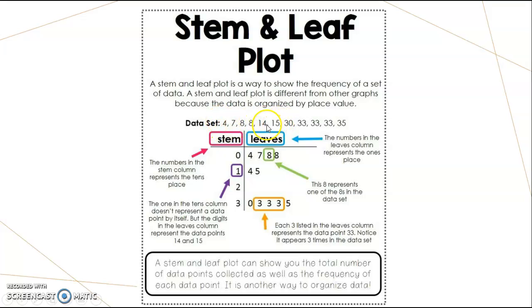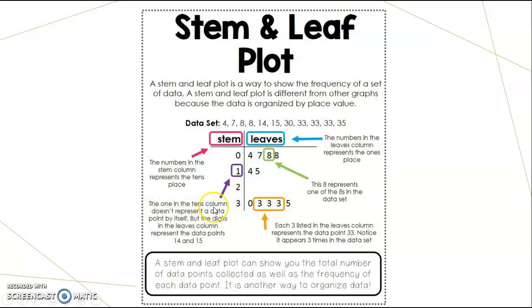So if we were to have, like here, 14, our second number to the left would be 1. If there's not another number in front of it, like 4, then that would be a 0 because there's nothing in the front. That's why there's a 0 here, and then you would put the 4 in the leaves place, because the numbers in the leaves column represent the ones place. So any number that's in the ones place goes in the leaves. Any number that's in the tens place goes in the stem.